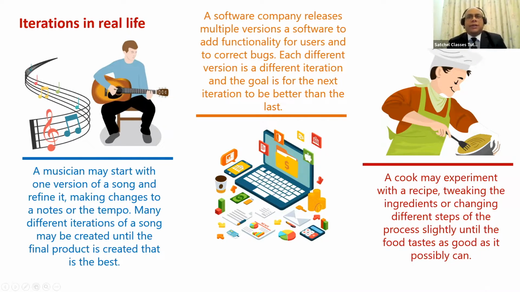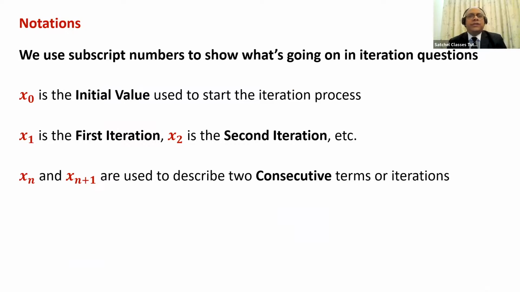Okay, so here's what it is. We use subscript numbers to show what's going on in iteration questions. For example, x0 is the initial value of the variable that we start the iteration process with. So it's the zeroth value, so to say, the initial value. Then the output that you get by substituting x0 is your first output, right? It's called the first iteration. So that output is x1. Then you substitute x1 back into that equation and you get the output as x2 and so on.